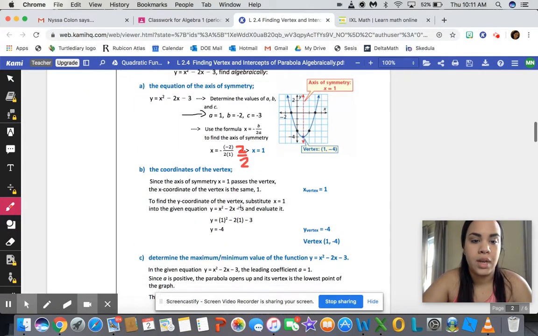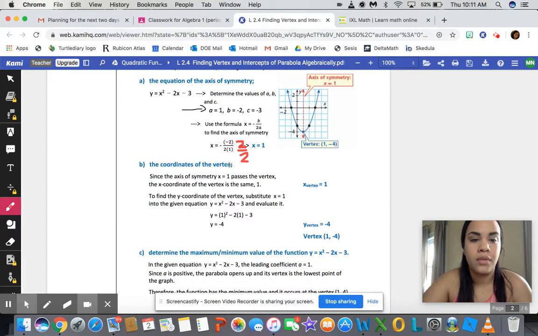We're going to scroll down. It says the coordinate of the vertex. Since the axis of symmetry is x equals 1, and it passes through the vertex, the x-coordinate of the vertex is the same, 1, right? So the x-coordinate, like I said, that line crosses through what? The x-axis. So you know that the x-coordinate is 1.